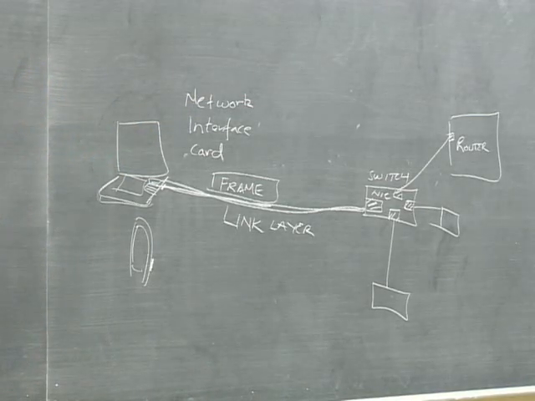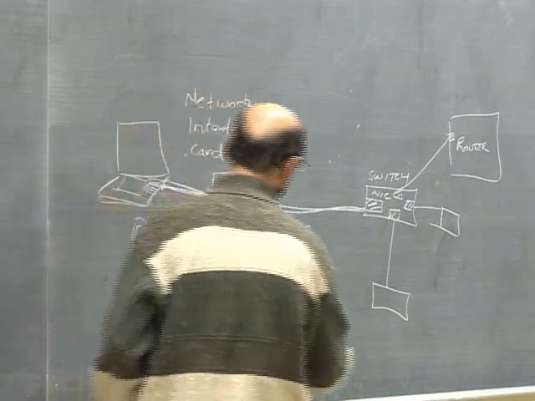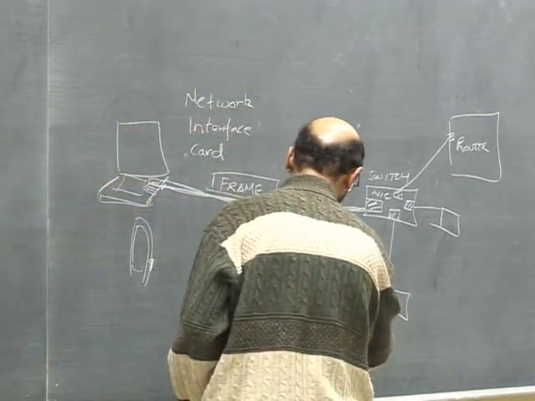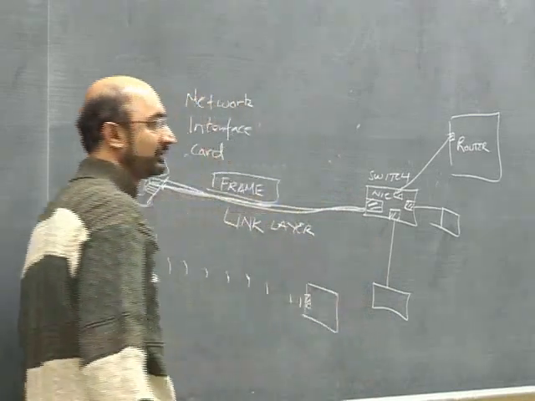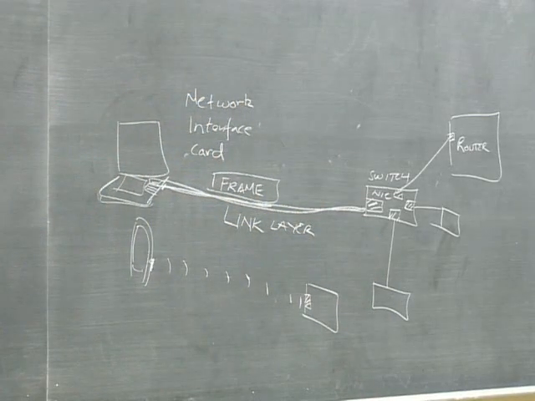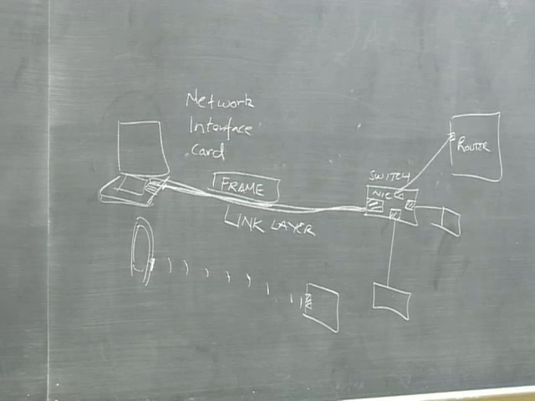Now, it could be wireless, in which case we have a wireless network interface card. You have some access point, and that will have a wireless network interface card. And then you have wireless communication between the two. But it's still a network interface card. Okay. So we're going to focus really on what these NICs do in the link layer.